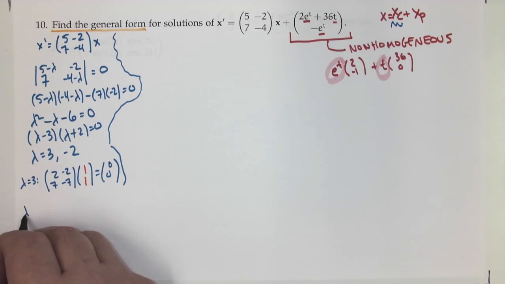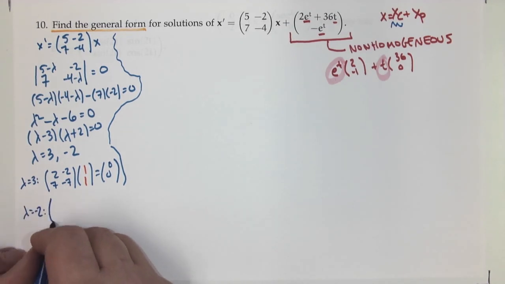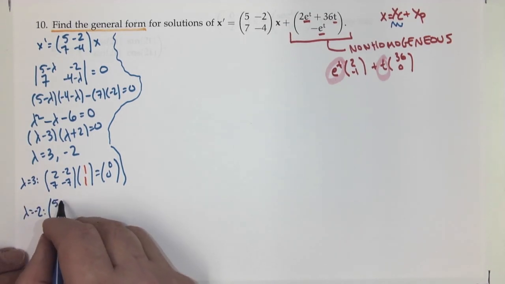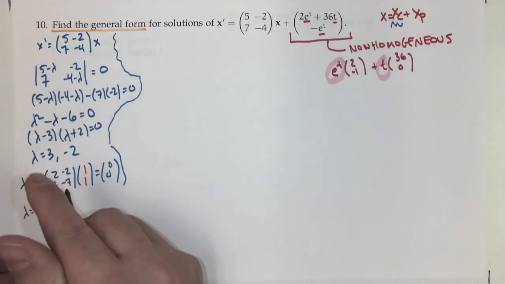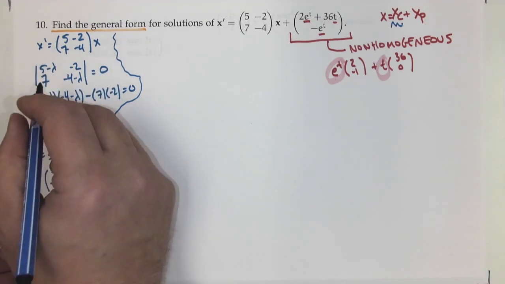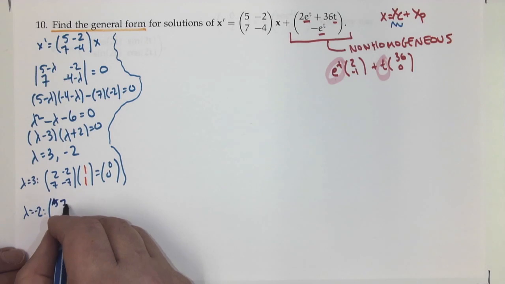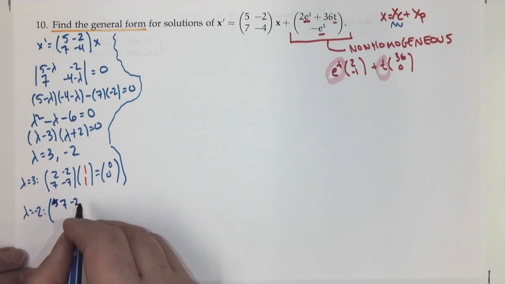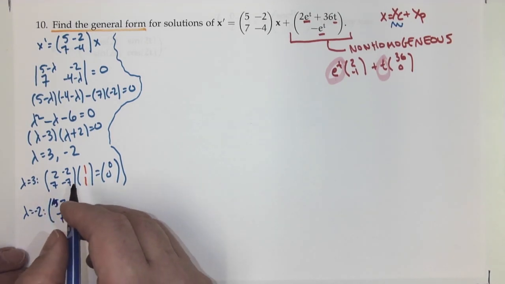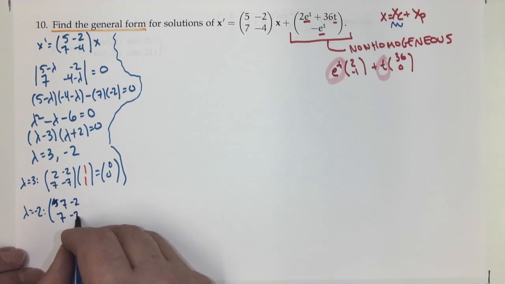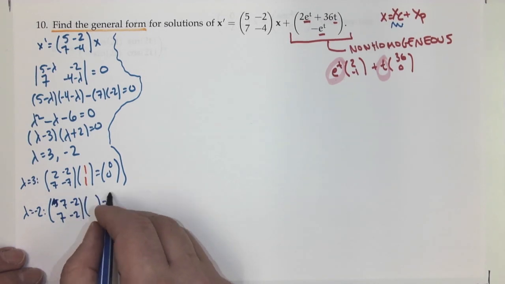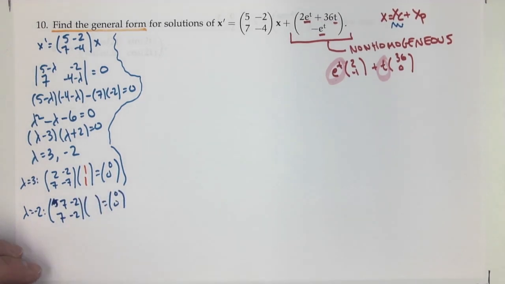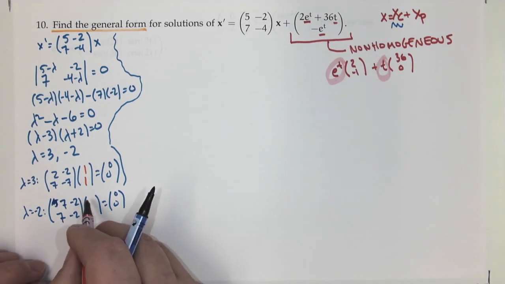Okay, lambda equals minus 2. So we have 5, oops, not 5. 5 minus minus 2 makes 7. Minus 2, and then 7, and minus 2. Is there something I can multiply this by and get 0, 0? 2, 7.